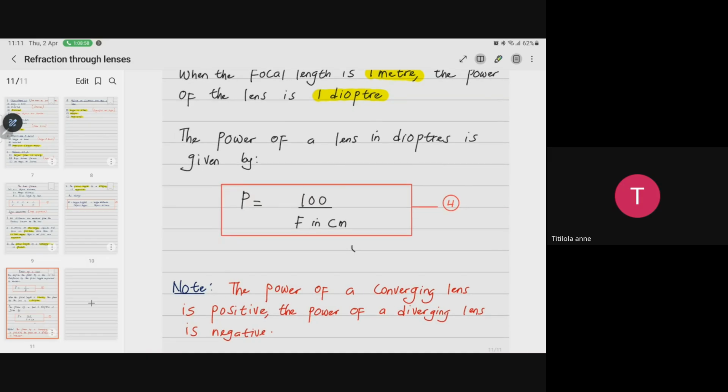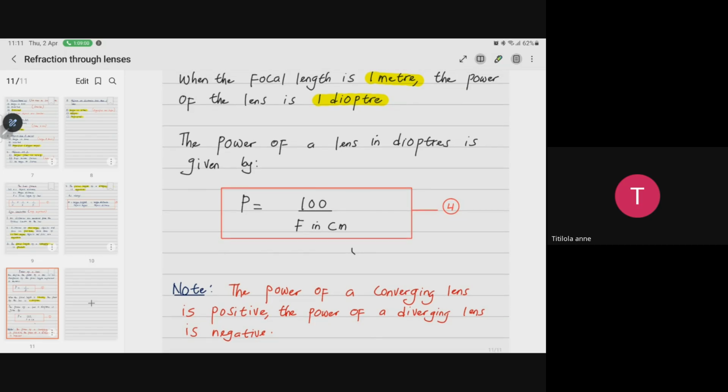All right. So note, very important, that the power of a converging lens is positive and the power of a divergent lens is negative. Sometimes after calculating the power, they will ask, what kind of lens is this? Is it a convergent lens or a divergent lens? So if the power is positive, that tells you that it is a convergent lens. Just the same way that, remember, why will it be positive?